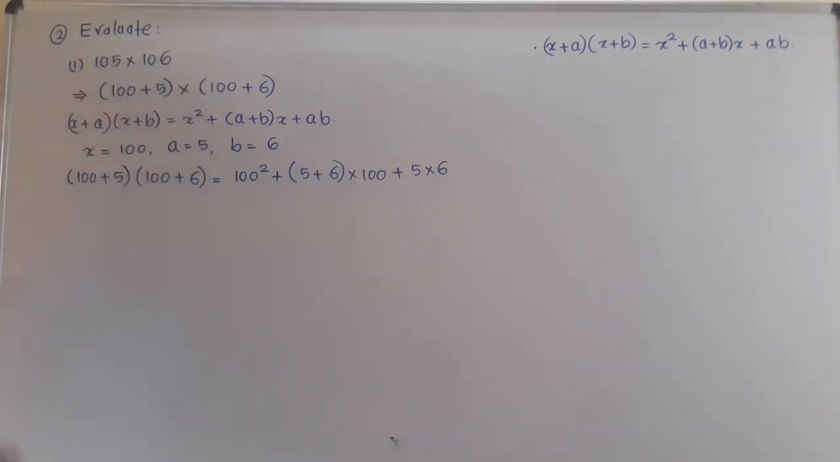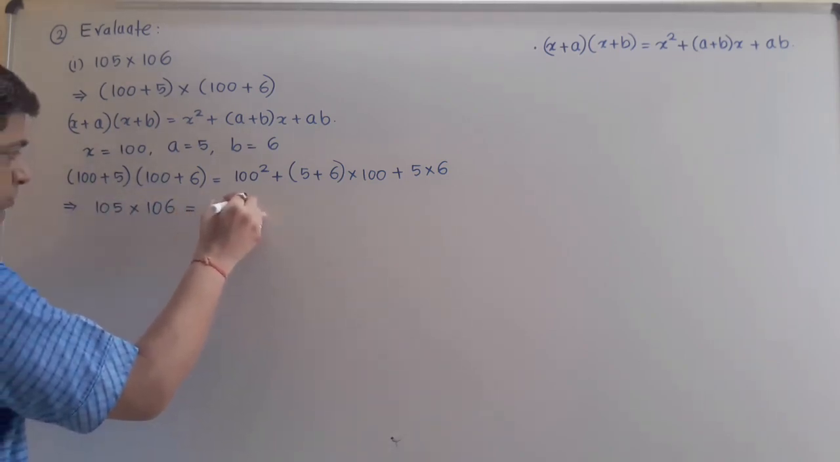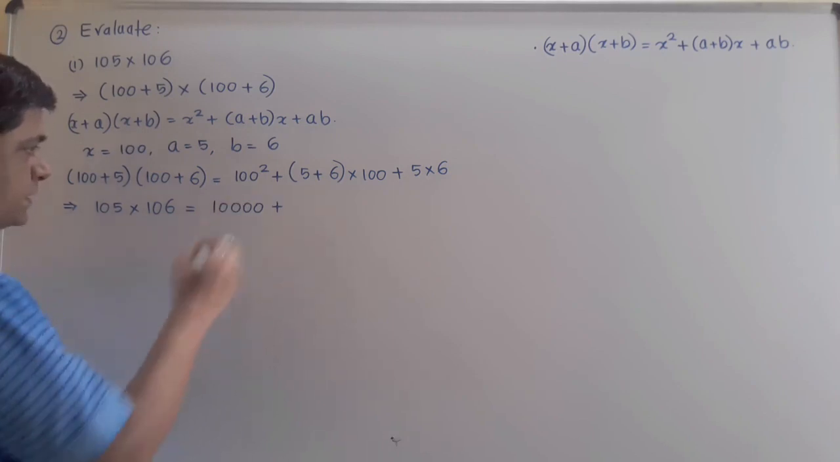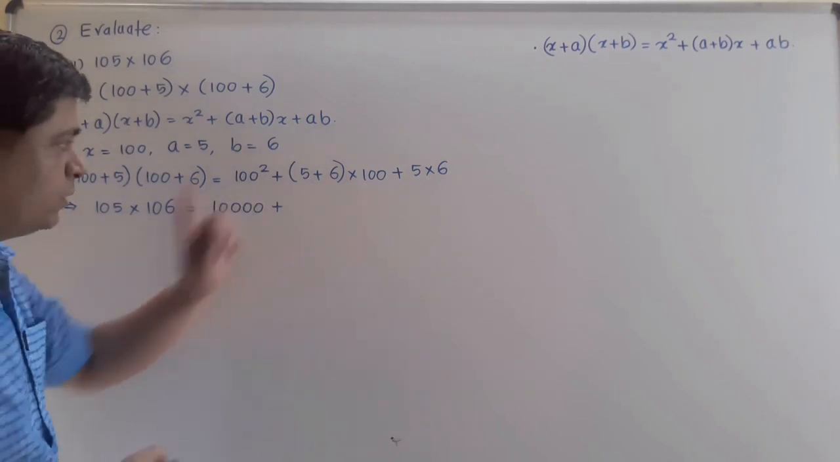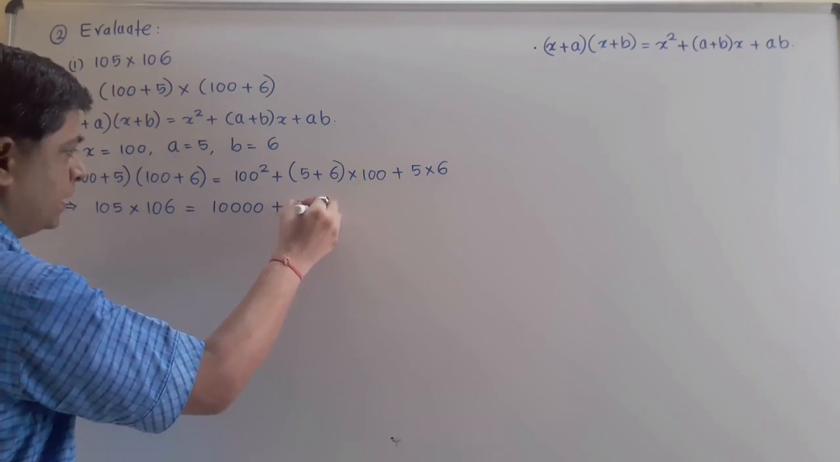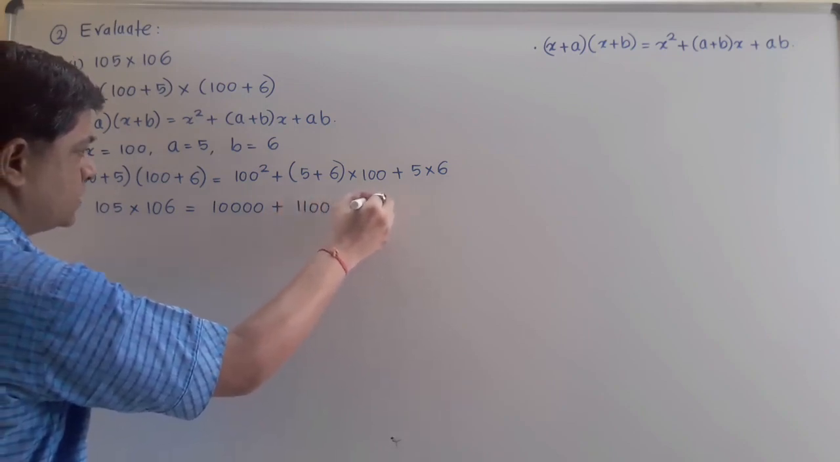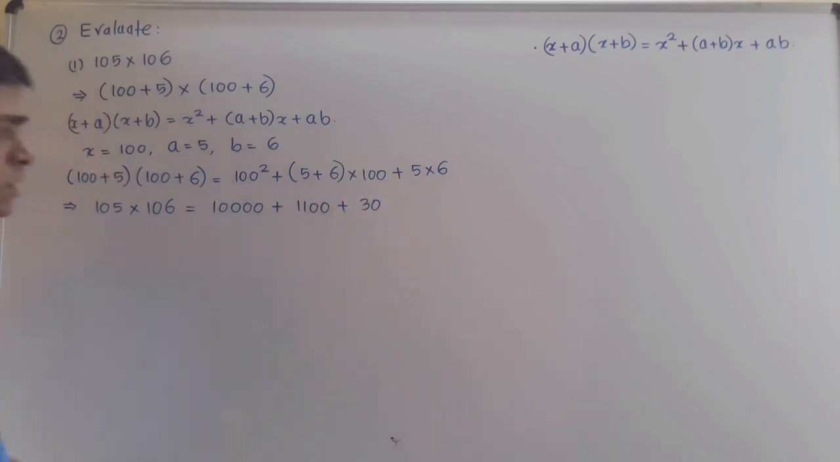Okay. Now let us simplify further. 100 plus 5 will become 105. Similarly, this will be 106. Square of 100 will become 10,000. Okay. 5 plus 6 will be 11. 11 into 100 will be 1100. And 6 into 5 will be equal to 30.